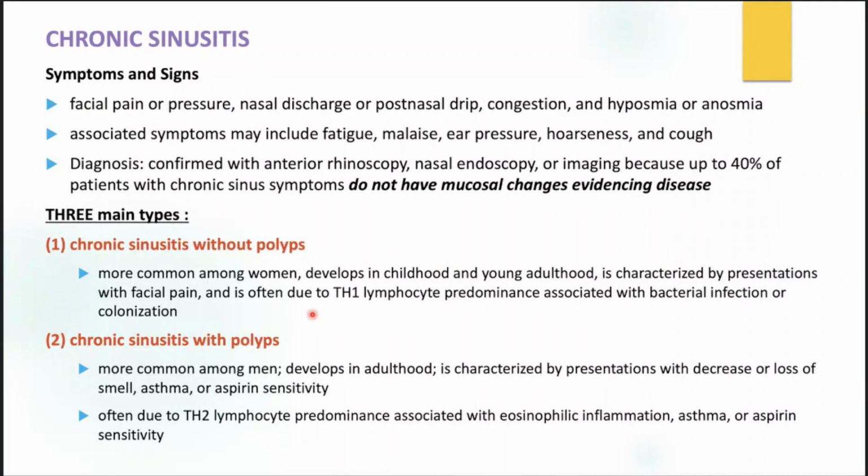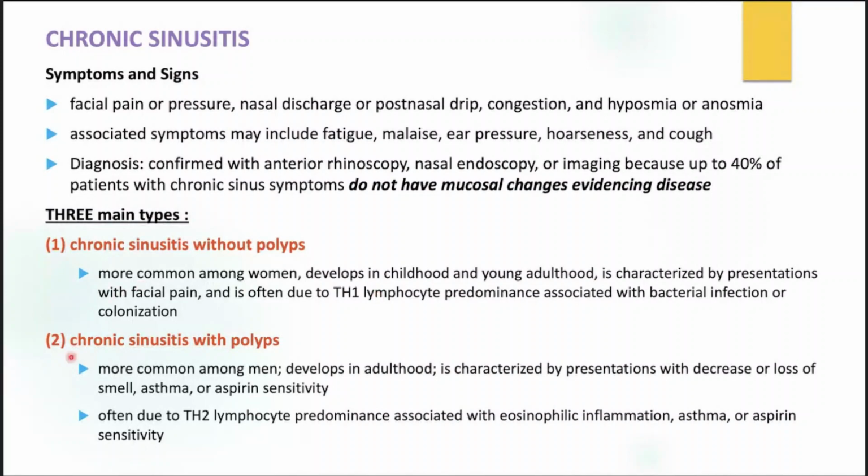This is confirmed with anterior rhinoscopy, nasal endoscopy, or imaging because up to 40% of patients with chronic sinus symptoms do not have mucosal changes evidencing disease. So the three main types would be, one, chronic sinusitis without polyps, common among women, and it develops in childhood and young adulthood. Usually, patients would present with facial pain, and this is often due to a Th1 lymphocyte predominance associated with bacterial infection or colonization.